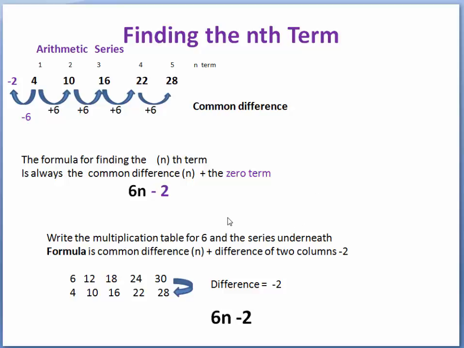Another way of finding the formula, because we've got this plus 6 plus 6 plus 6, it's going up in multiples of 6. So write down the 6 times table: 6, 12, 18, 24, 30. And then write the arithmetic series underneath that: 4, 10, 16, 22, 28. And then the formula will be again the common difference multiplied by n, so 6n, and then the difference between the top column and the bottom column. So the difference between 30 and 28 is minus 2. So the formula becomes 6n minus 2.